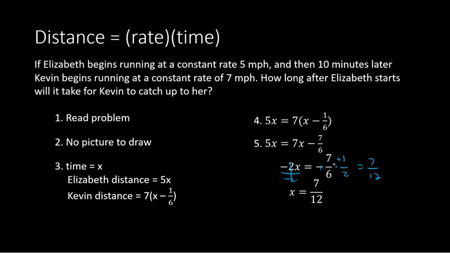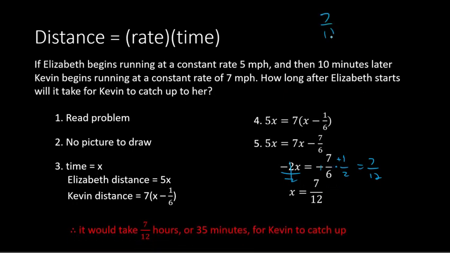And then we can convert that into minutes. So if we do 7/12 times 60, because there are 60 minutes in 1 hour, we can get that to cancel. We have 7 times 5, which gives 35. So 7/12 of an hour, or 35 minutes, is how long it takes for Kevin to catch up with Elizabeth.